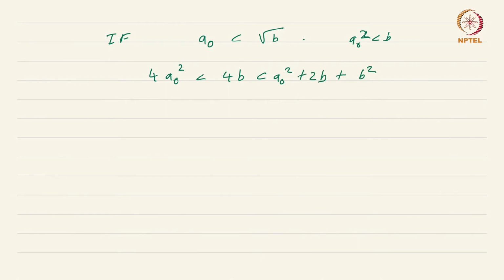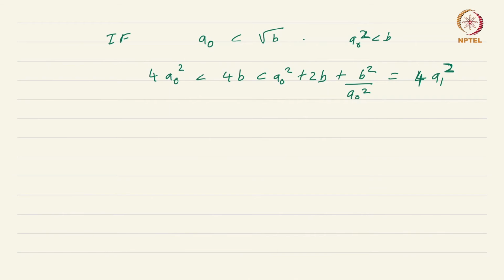Well, if a0 happens to be less than square root of b, then that means a0 squared is less than b. Okay, then observe that 4a0 squared is less than 4b, which is less than a0 squared plus 2b plus b squared by a0 squared, which is equal to 4 a1 squared.